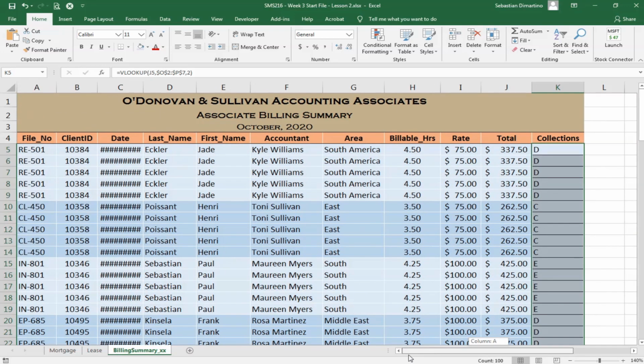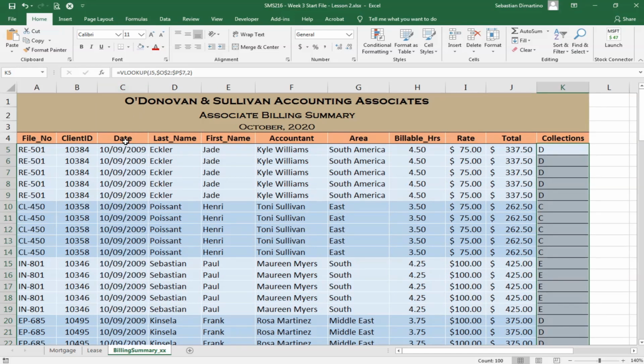So I'm going to scroll over to my left again. Now I've got a situation where I've got a bunch of hashtags happening and I'm not sure what's going on. I'm a little bit worried. Well, I'm not, but you might be. So here's what you do. You actually double click in between C and D to make sure the column is wide enough to display all of the information that we have. Okay, and so now I can see my dates.